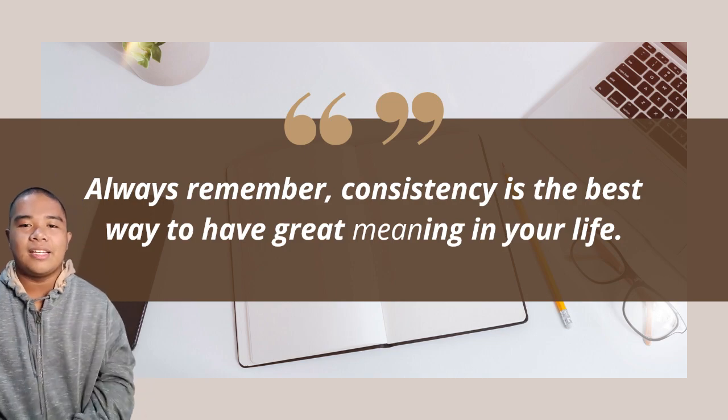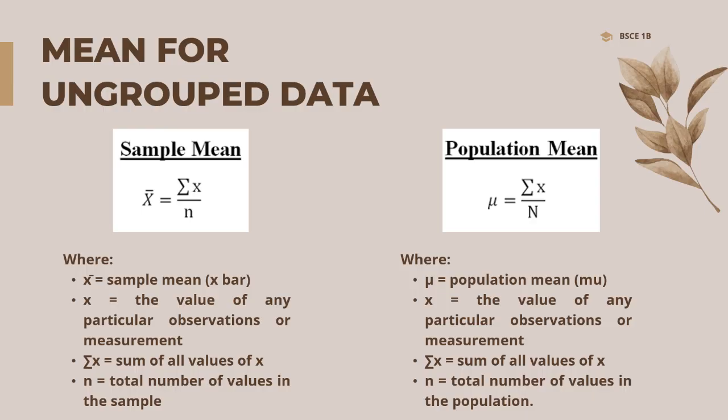Enough of that. Moving on to the mean for ungrouped data, the sample mean has the formula x bar equals summation of x over n, where x bar is the sample mean, x is the value of any particular observation or measurement, summation x is the sum of all the values of x, and n is the total number of values in the sample.